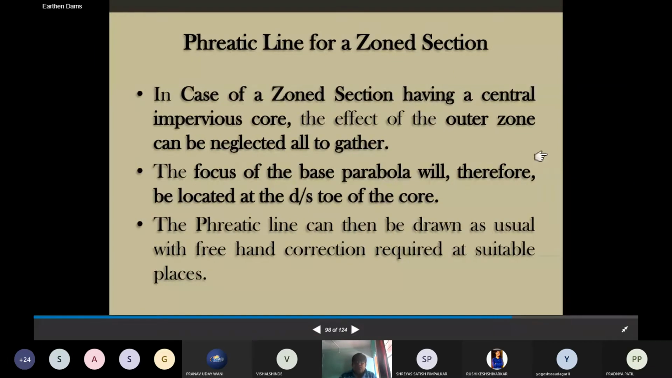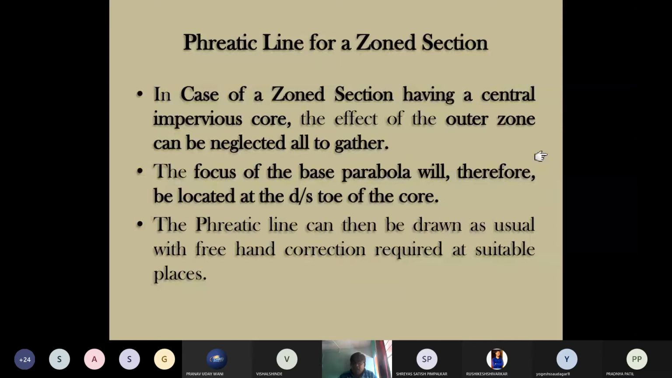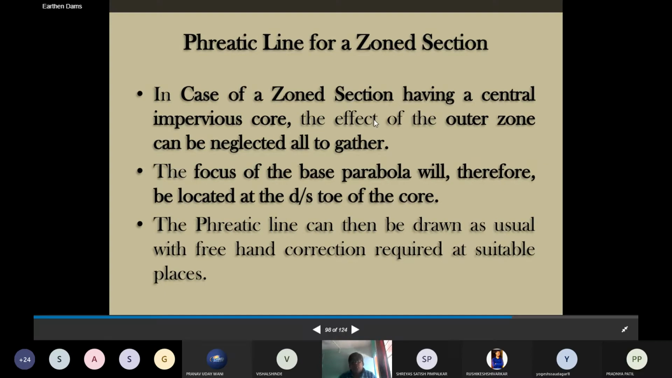So for the phreatic line, there are two categories of dam. As per your previous syllabus, there was only the homogeneous type of embankment, and we had to go for the stability analysis with the homogeneous type of embankment. But because of today's scenario, there is a need to go with the zone type of embankment, and recently we construct dams under this category. Henceforth, you must know how to locate the phreatic line and how to enhance the stability of the earthen dam for the zonal section, and particularly the design assignment is on the zonal type of embankment.